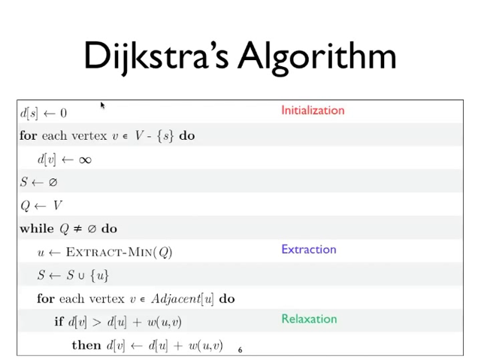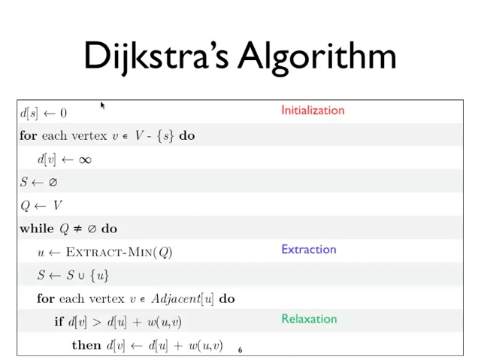Next, we create an empty set to store vertexes in after they have been processed and create an empty priority queue. We then load the empty priority queue with all of the vertexes in V. Next, we enter the main loop of the algorithm that will alternate between an extraction and a relaxation phase.